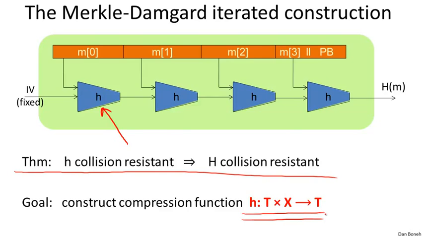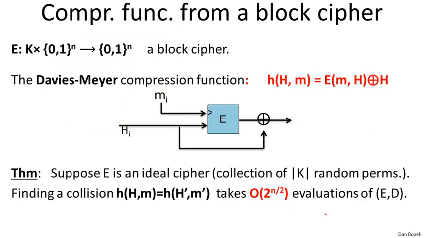So we're going to see a couple of constructions. The first question that comes to mind is, can we build compression functions from primitives that we already have? In particular, we spent a lot of work to build block ciphers. And the question is, can we build compression functions from block ciphers? And the answer is yes. Let me show you how to do it. So assume we have a certain block cipher. Here it operates on n-bit blocks, so the input is n bits and the output is n bits.